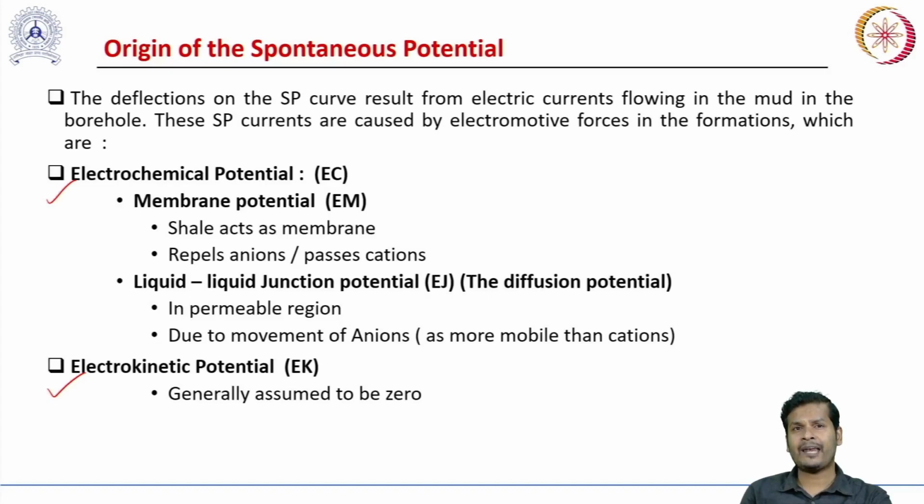Electrochemical potential can be further classified into membrane potential and the liquid junction potential, or sometimes it is also called the diffusion potential. Generally the value of electrokinetic potential is very less. Only in certain conditions the value of electrokinetic potential or EK may be significant. Generally it is close to zero. That means the majority of the potential is our electrochemical potential, which is of two types, membrane potential and liquid junction potential. So let us discuss these two potentials in detail.